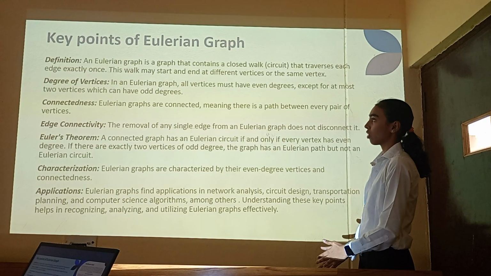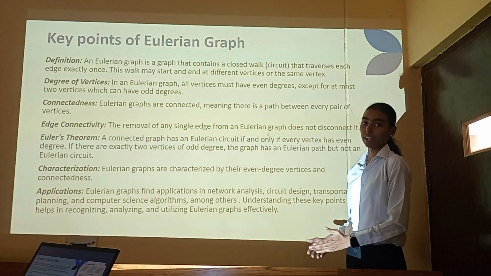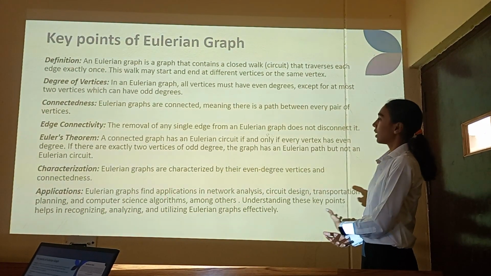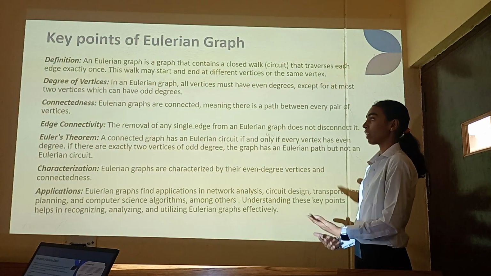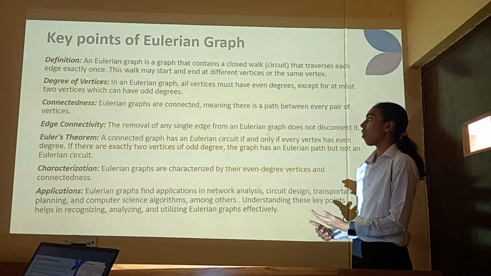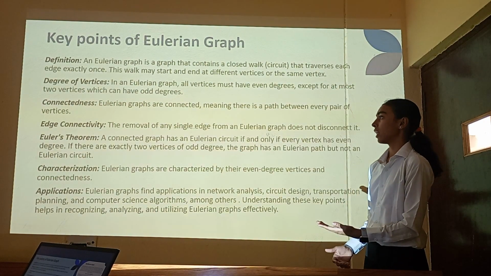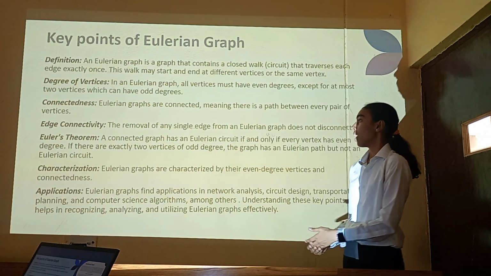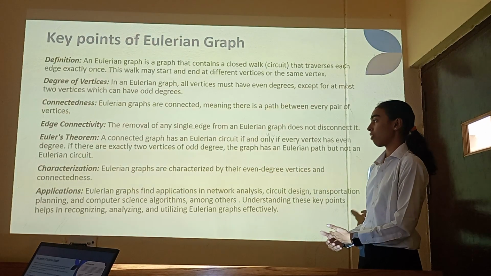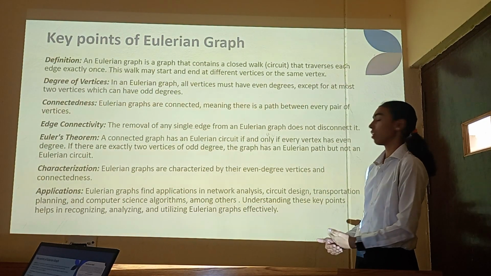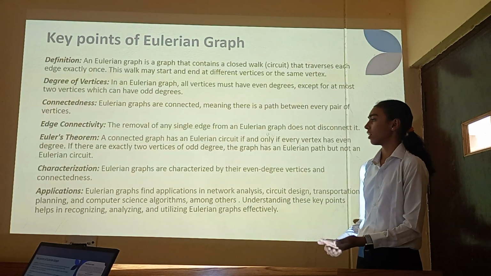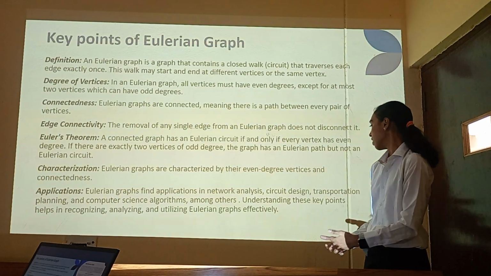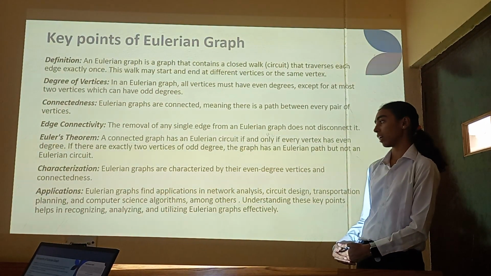Now here are some key points of Eulerian graph. First, definition: as we already discussed, an Eulerian graph is a graph that contains a closed circuit that traverses each edge exactly once. Second, degree of vertices. In an Eulerian graph, all vertices must have even degree. And then the connectedness. Eulerian graphs are connected, meaning there is a path between every pair of vertices. And then edge connectivity: the removal of any single edge from an Eulerian graph does not disconnect it. And then there are some applications. Eulerian graphs find applications in network analysis, circuit design, transportation planning and computer science algorithms.